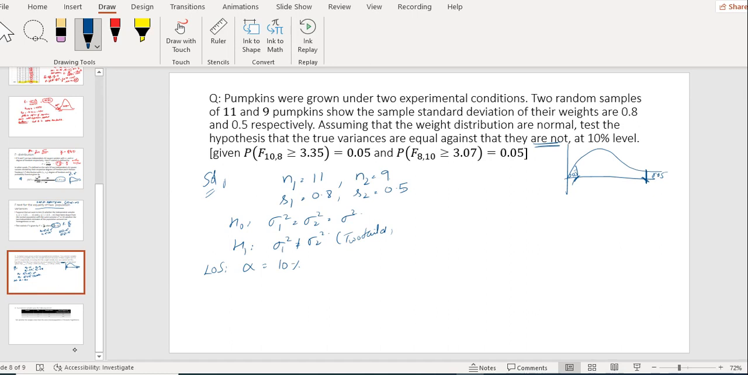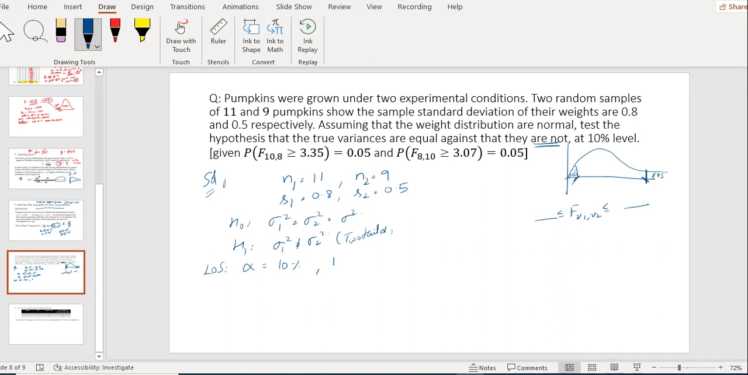So we need to calculate the value of F corresponding to the degrees of freedom nu1 and nu2. We need to calculate the left limit as well as the right limit, both limits we need to calculate. And we need to check whether the test statistic value falls within this limit or outside this limit. Accordingly we are going to accept or reject the null hypothesis, right?